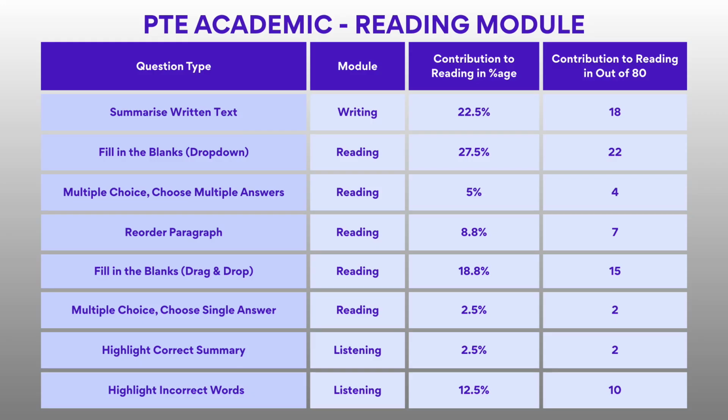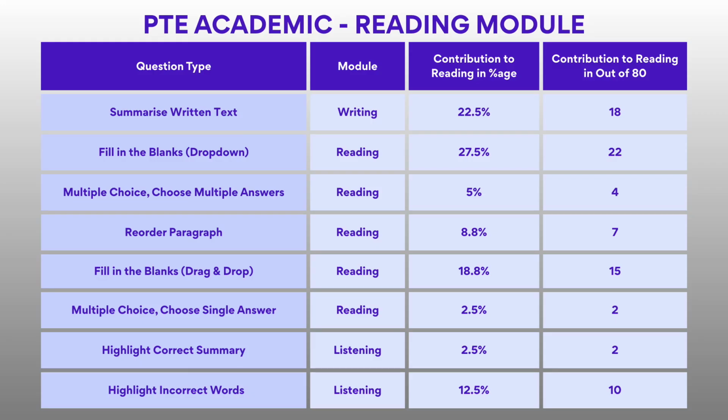The first one is summarize written text, which is in the writing module and contributes 22.5% or 18 out of 80. Now, if you're confused, 18 out of 80 because 10 points will be coming as a default point if you didn't know already. So you will actually get a score not out of 90 but out of 80. So 18 points out of 80 will come from summarize written text.